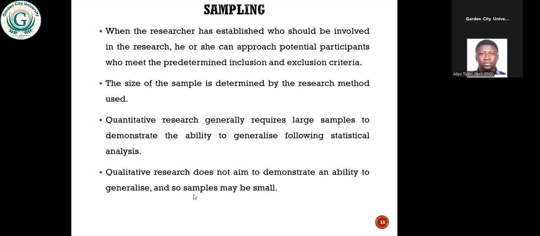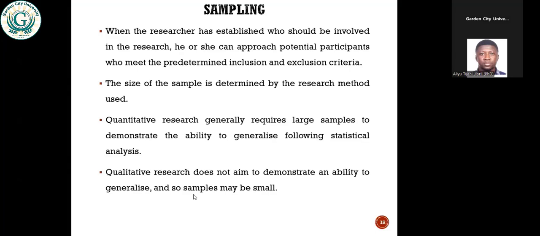So this means that we justify how and why we are using that particular sample size. But when we just decide to state a number, this is not acceptable in research. You need to justify the sample size. Now, in the quantitative, as I said, because we are talking about generalization, we need a larger sample size.